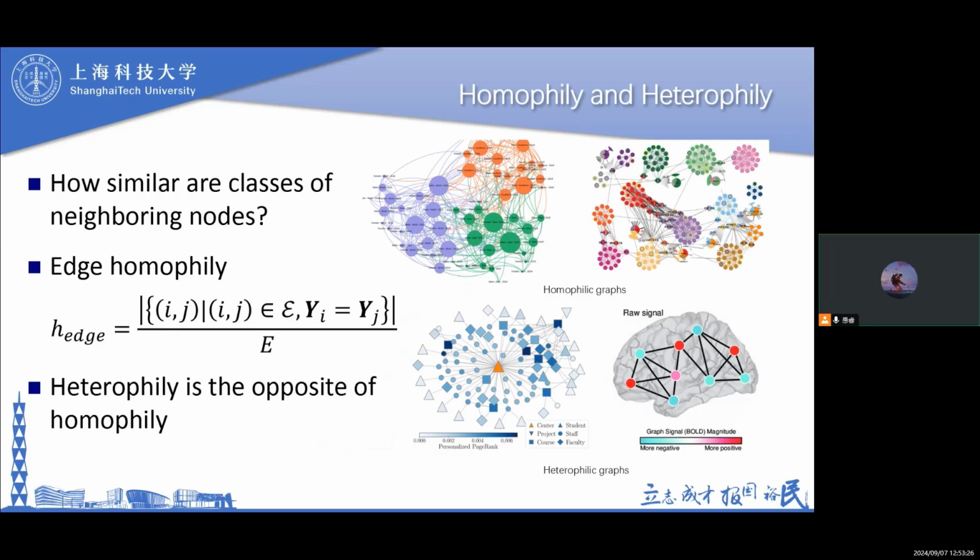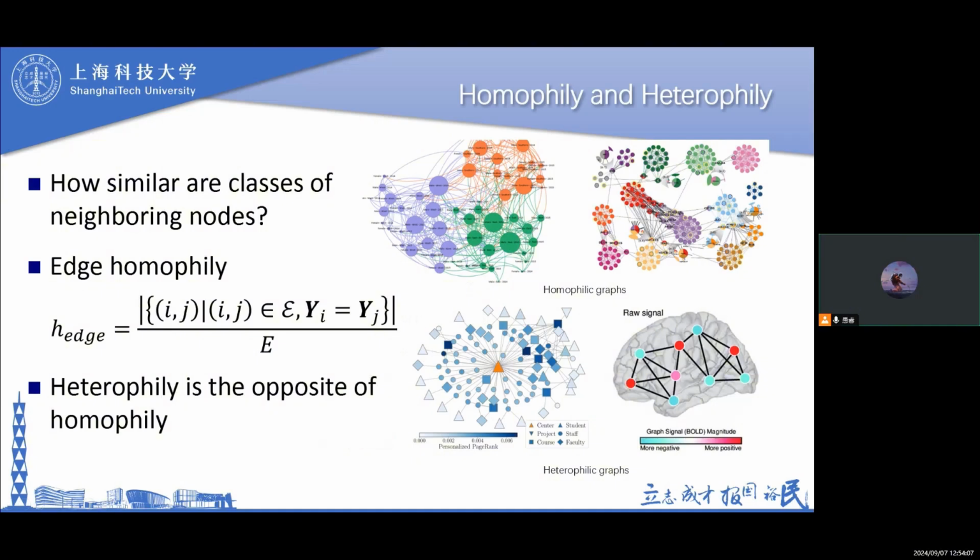We introduce graph homophily here, which represents the tendency of nodes of the same class to connect with each other in a graph. The higher the graph homophily is, the more nodes tend to connect with those of the same class. A commonly used measure is the proportion of edges that connect nodes of the same class out of all edges.